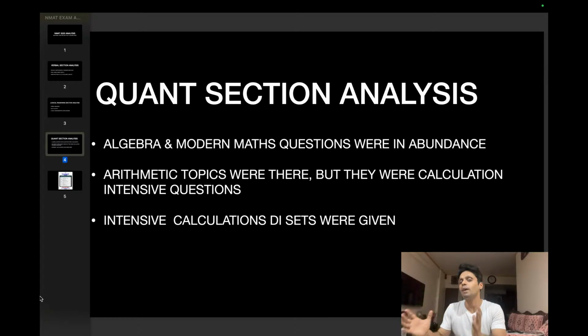And time management is very important. People are losing marks in NMAT examination because they are unable to manage the time. They are stuck in a particular question where so much of calculation is there. Arithmetic पसंद है लेकिन बहुत ज़्यादा calculate करना पड़ रहा है. People are wasting their time in that, or maybe people are getting stuck in that.